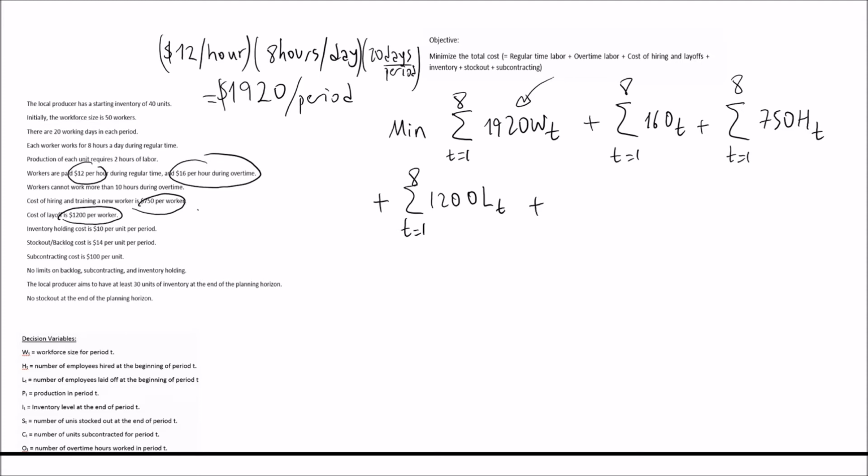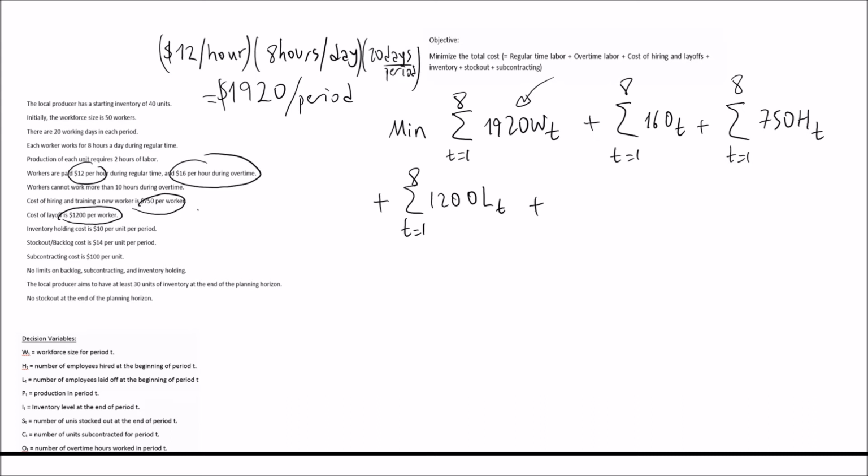So this basically says for each employee that is laid off in period T, we are going to have to pay $1,200. And we are going to sum all of these 1,200 times LTs over T because we have 8 T values. And the next component is inventory.